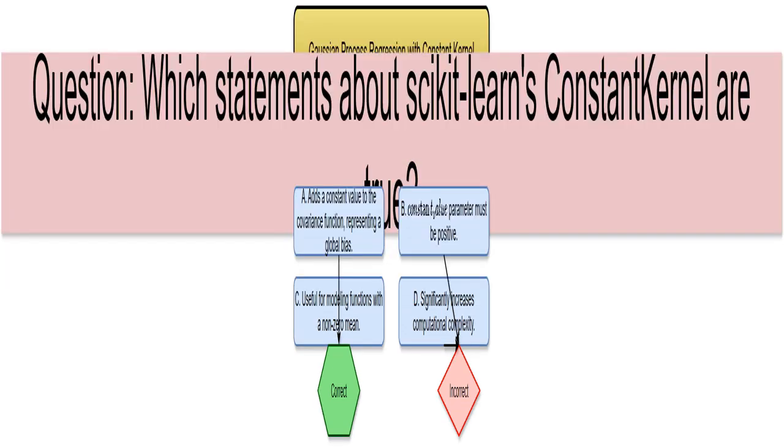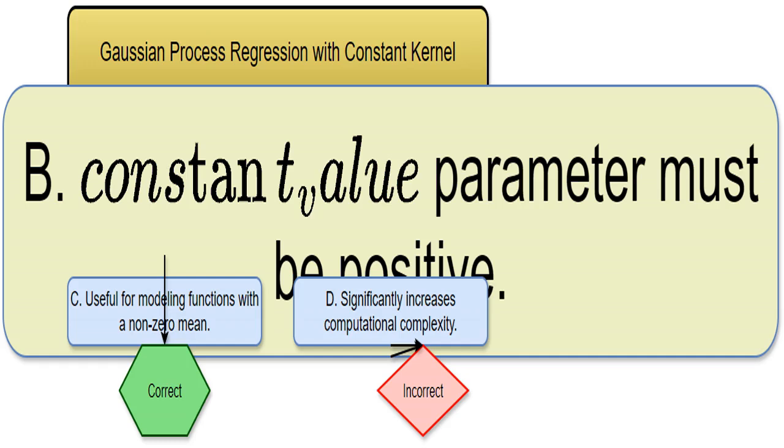This question tests your understanding of how the constant kernel works in the Sklearn library, a popular Python machine learning tool. We're focusing specifically on this special type of kernel. This statement is false. The constant value parameter, which is part of the constant kernel, can be any number, positive, negative, or even 0. It doesn't have to be only positive.